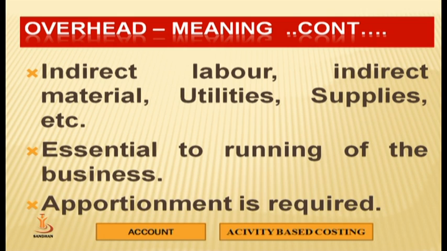The next is, it is very important to run a business. The overhead costs are very essential to run a business: utilities, then other setup cost, etc. They are very essential and they are common for all the products manufactured. That's why overhead apportionment is required.